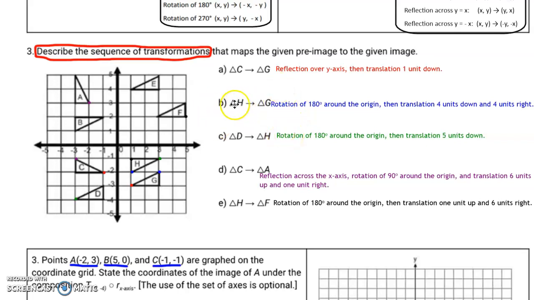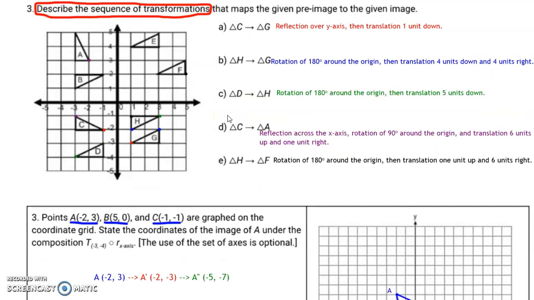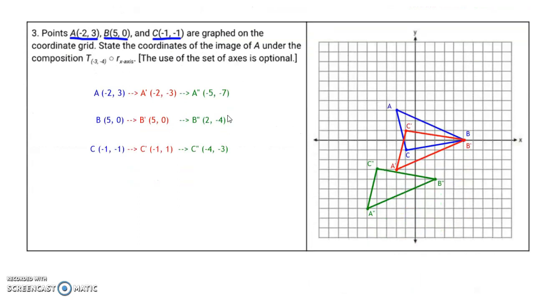So if you want to rotate it first and then reflect it, or if you want to reflect it first and then rotate it, most of the time you're able to interchange those and you're fine. Most of the time, I say.